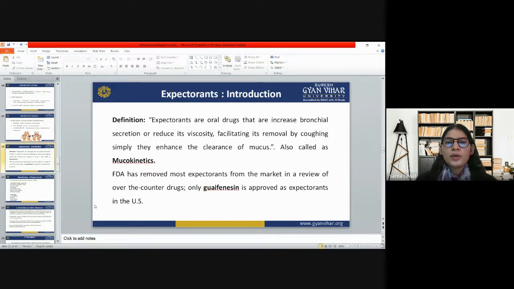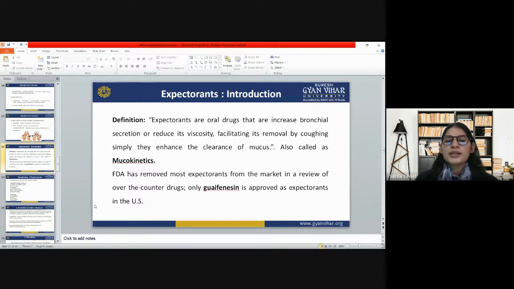Then when we talk about expectorants, the introduction in detail. Expectorants are oral drugs that increase bronchial secretion or reduce its viscosity, thereby facilitating its removal by coughing. Simply, they enhance the clearance of mucus, also called mucokinetics. So we can also call expectorants mucokinetics because they expel out the mucus.